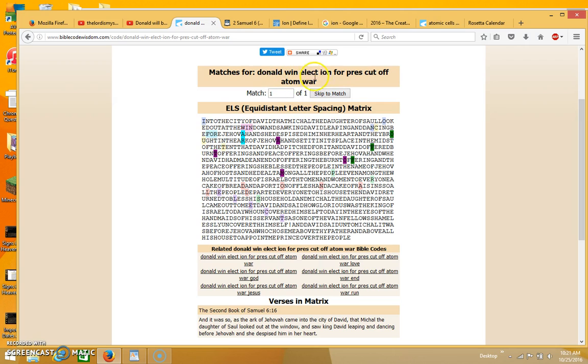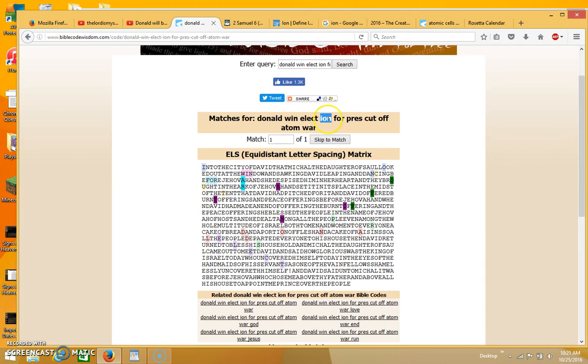But I also added this ending, which actually turns the word elect into a noun when you add this ending right here. And I want to talk about that ending in just a minute. But when you put the two parts together, it makes the word election, broken up in two parts. But over here it has Donald win election for, and then president is abbreviated.